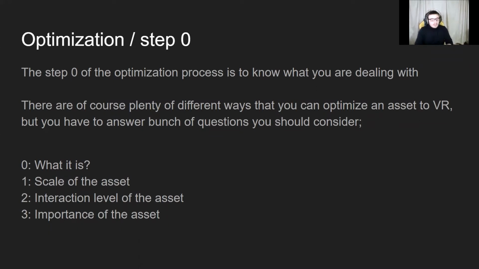Next, the scale of the asset. Is it too big, like a building, or is it just small, like a dice or a plate? The interaction level of the asset must be considered when it comes to optimization. If you can hold it in your hand, it means you can also see it from closer, so you should optimize assets accordingly. The importance of the asset is the most important thing. Is it a hero prop? Is it just a decoration? Those are all the questions.